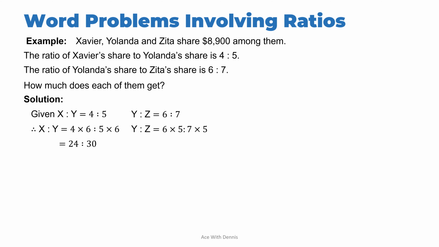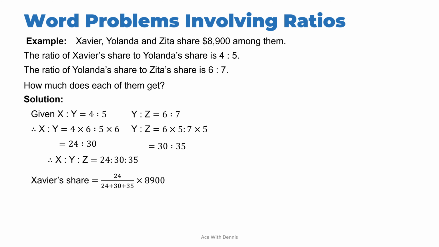So for the first ratio X to Y, we get 24 to 30, and for the second ratio, we get 30 to 35. And now we can combine these three quantities together, which gives the ratio of X to Y to Z equals 24 to 30 to 35. And now we can calculate the share for each of them one by one.